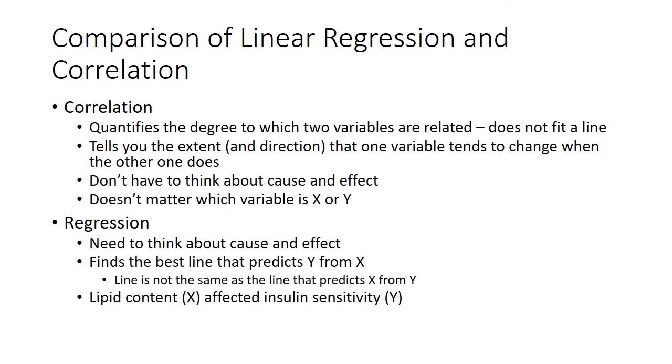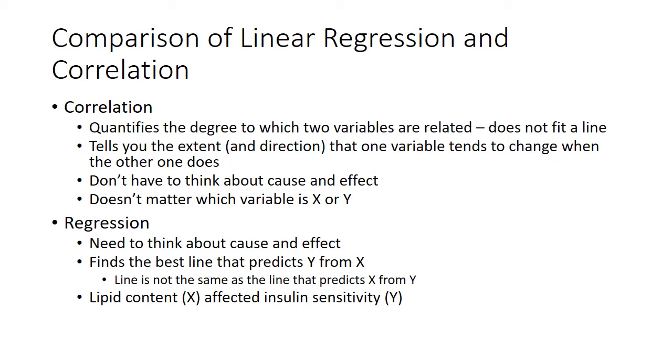So for comparison, linear regression and correlation, we can see that basically correlation quantifies the degree to which two variables are going to be related. It doesn't really fit a line to it or best fit line, and this will tell us the extent or at least the direction that one variable tends to change when the other one does. And here we're not really thinking so much about cause and effect. And in this case, it doesn't matter which variable is x or y. These are really two interchangeable because you're really just looking for how much one changes with the other, and it should be consistent no matter which way you were actually to graph that. And again, no cause and effect is being associated with this. We're just looking for correlations.